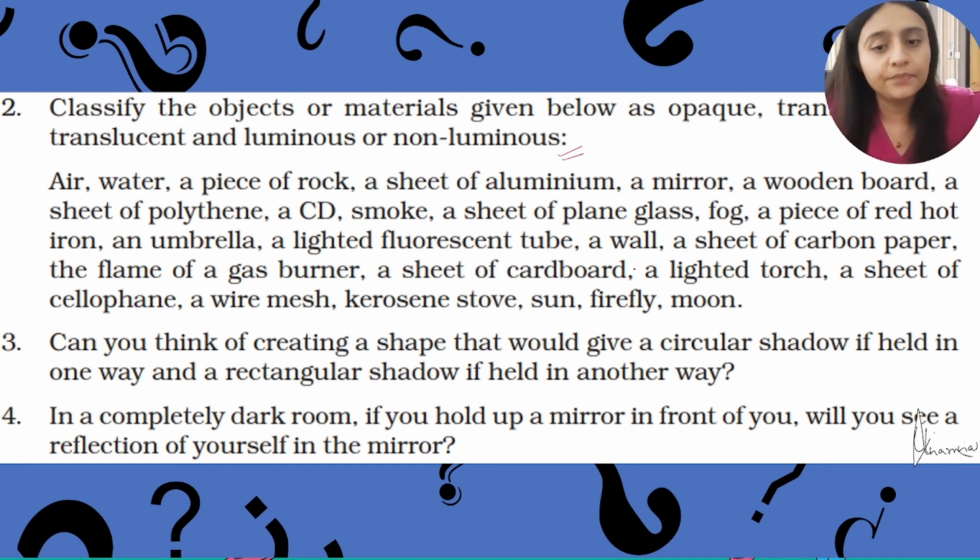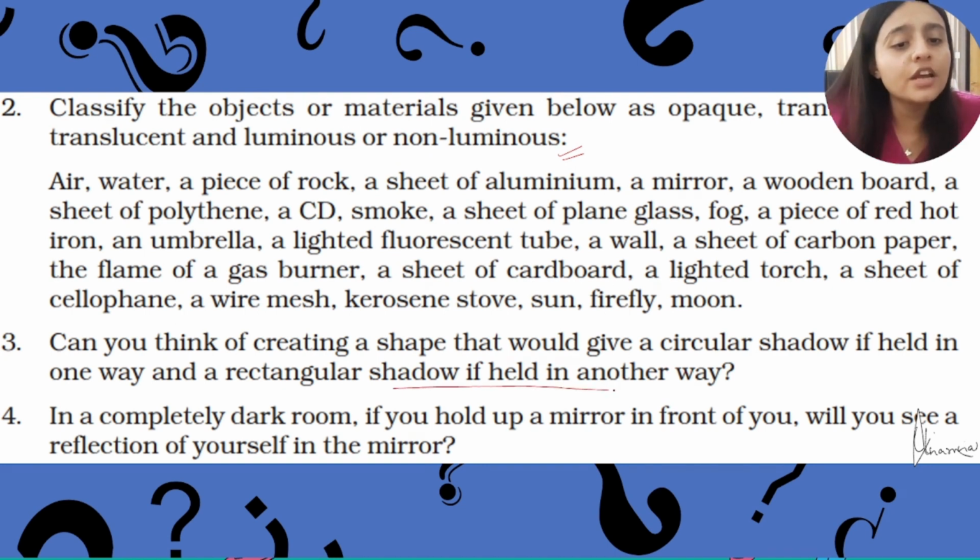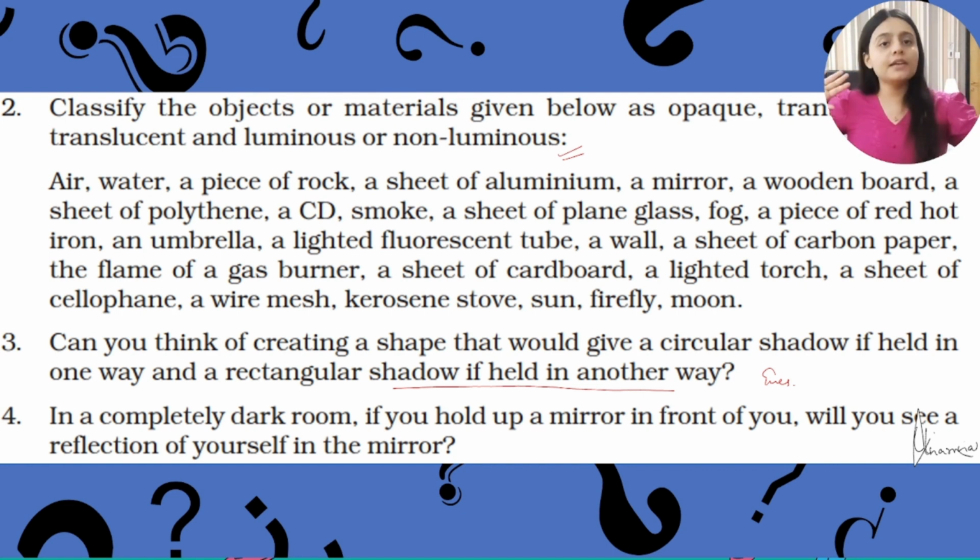This is very easy. Can you think of creating a shape that would give a circular shadow if held one way and a rectangular shadow if held another way? You have to guess it. These are not coming in your exams. These are just practical experiment type questions.